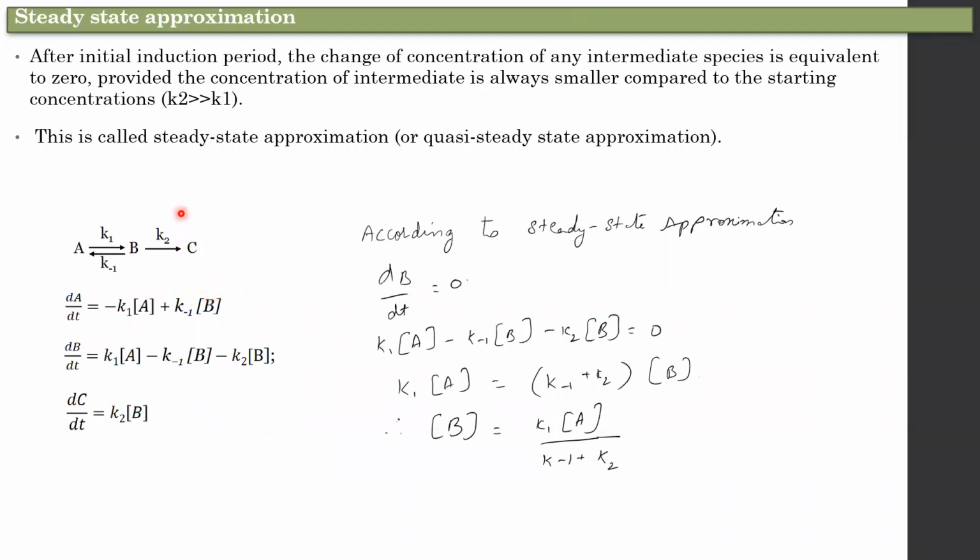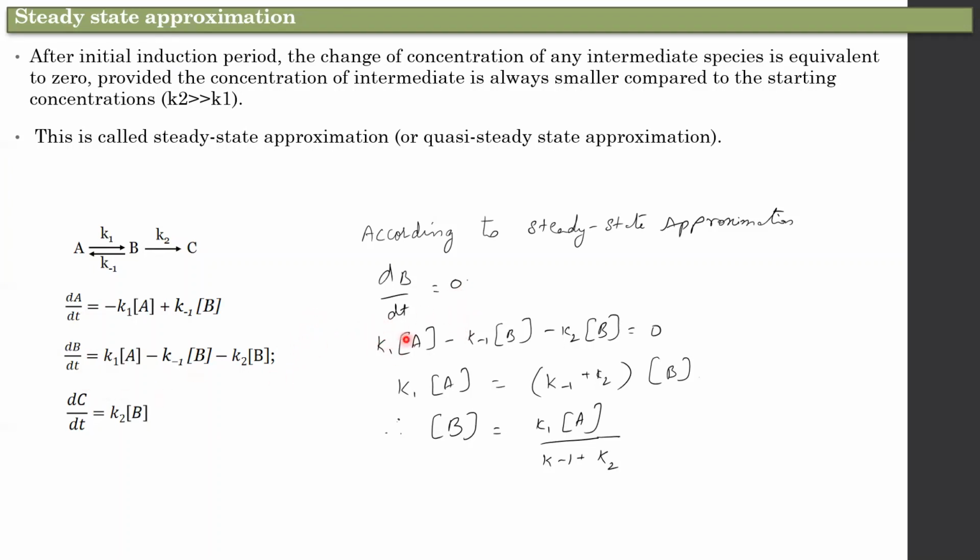Another very important topic here is the steady state approximation. Steady state approximation applies whenever there is a reaction like this: A followed by B goes to C. Here A is the reactant, C is the product, and the intermediate is B. Writing the rate expressions and equating the rate of change of the intermediate to 0 is the main idea of the steady state approximation.